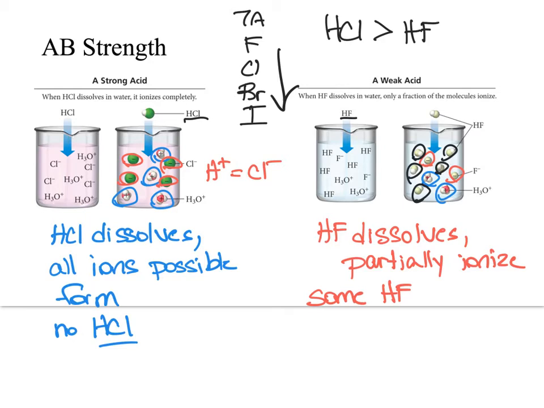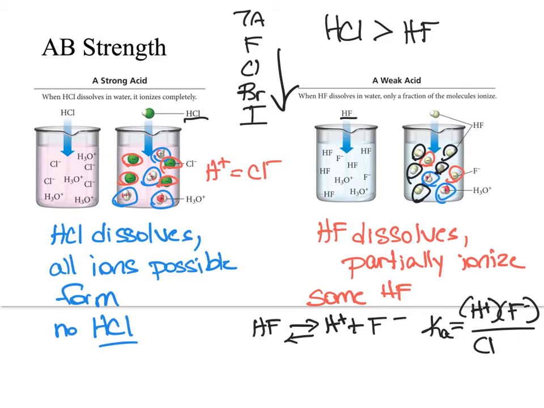So if I think about that in terms of an equilibrium, we have HF goes to hydronium plus fluoride. Okay, and I should have a double arrow here to indicate equilibrium. We could write this equilibrium as Ka. A just means acid, and that is hydronium times fluoride concentration divided by HF.